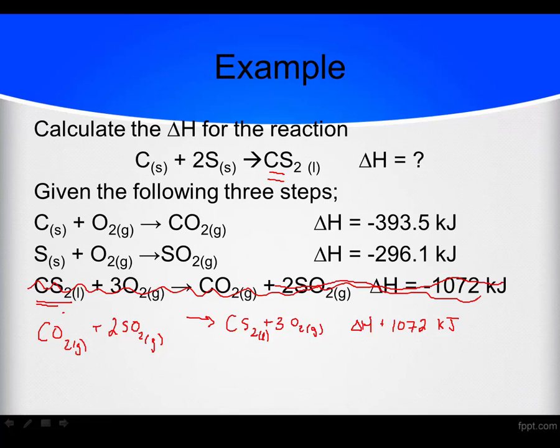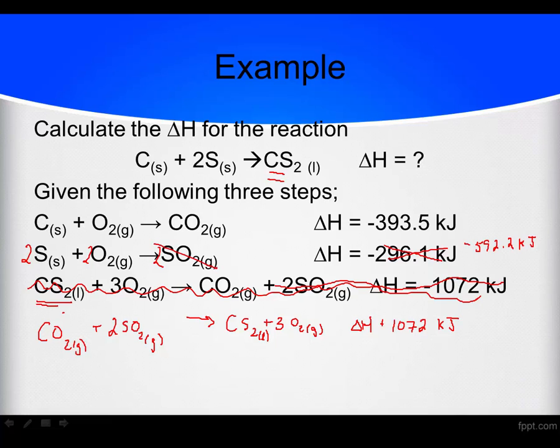The other change that needs to be made is that the sulfurs in the second equation, there's not enough of them, right? There should be 2 sulfurs, twice as much sulfur. So I'm going to multiply the whole thing in the second equation by 2. So that means I don't get 296.1, I get 296.1 times 2, which is a negative 592.2 kilojoules. Right.